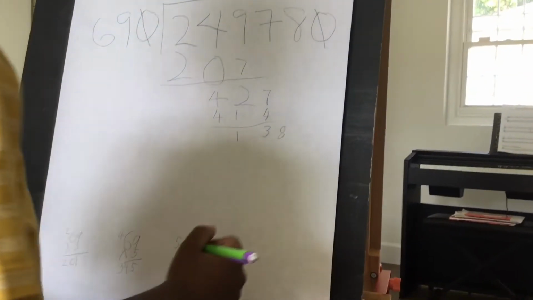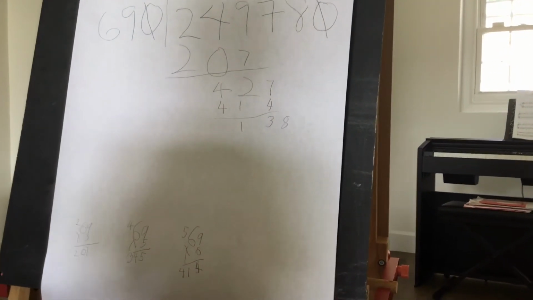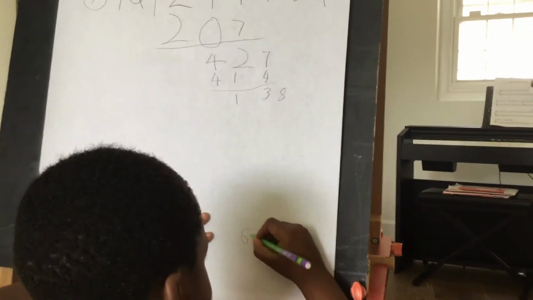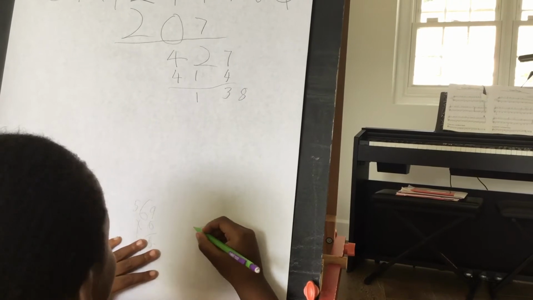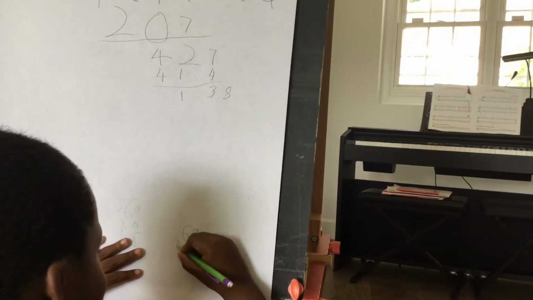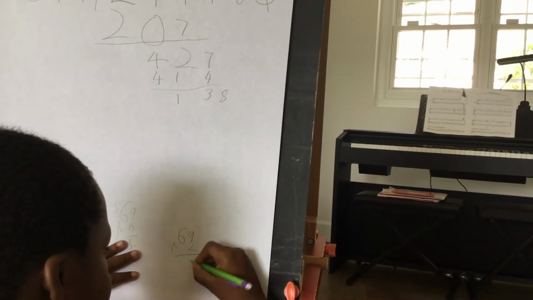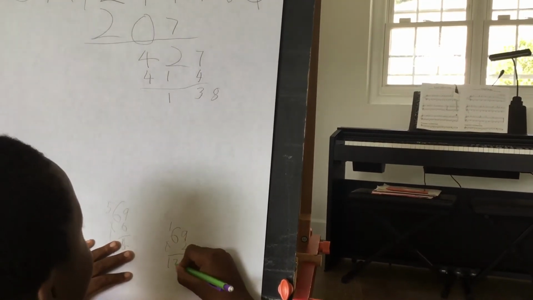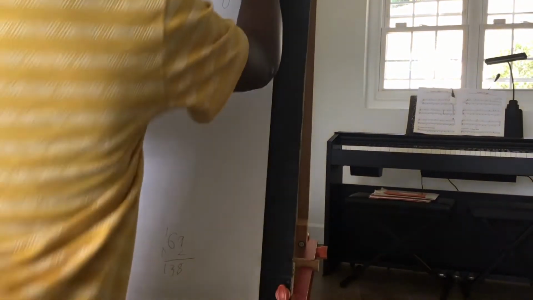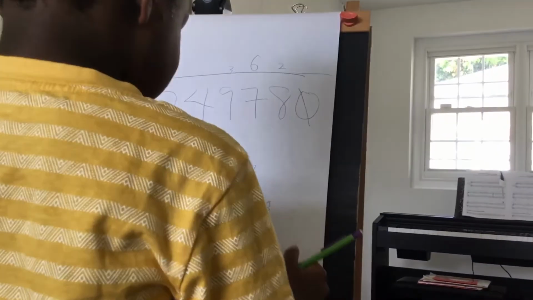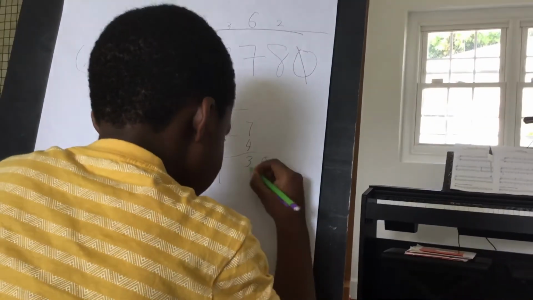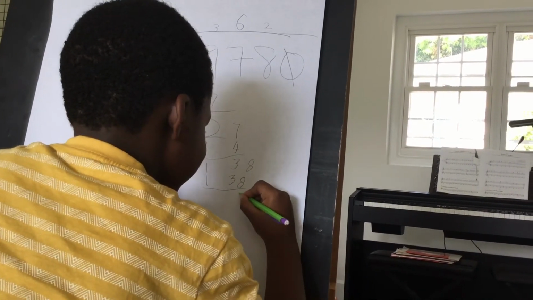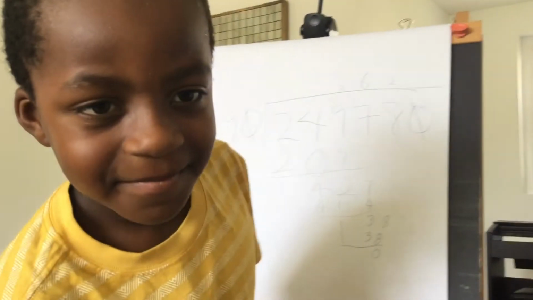Okay. 69 times 2. Let's try that. But it has to be the only one. It can be times 3. Very good. See, it's the same number as this. I gave you an easy one that has a remainder of 0, isn't it? Okay. Very good, Eli.